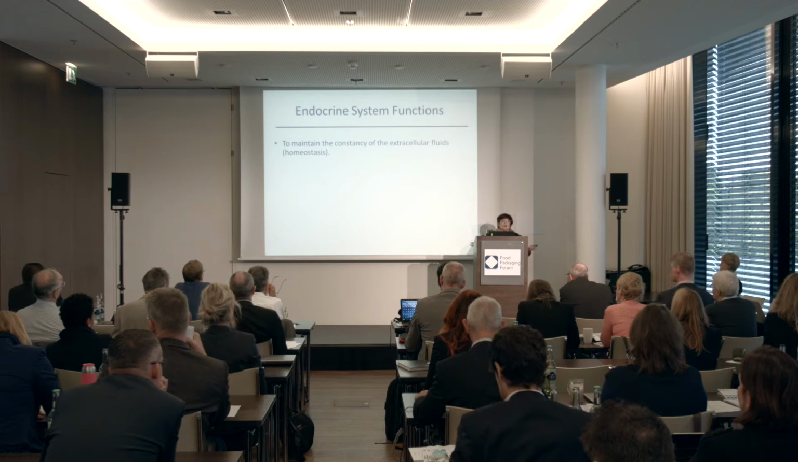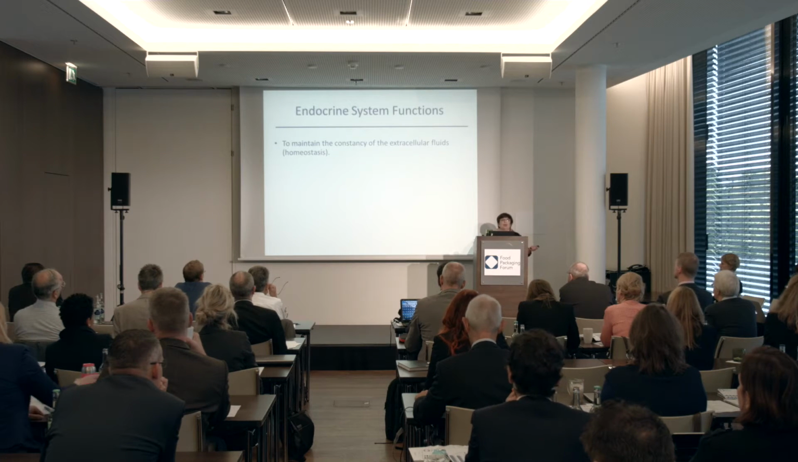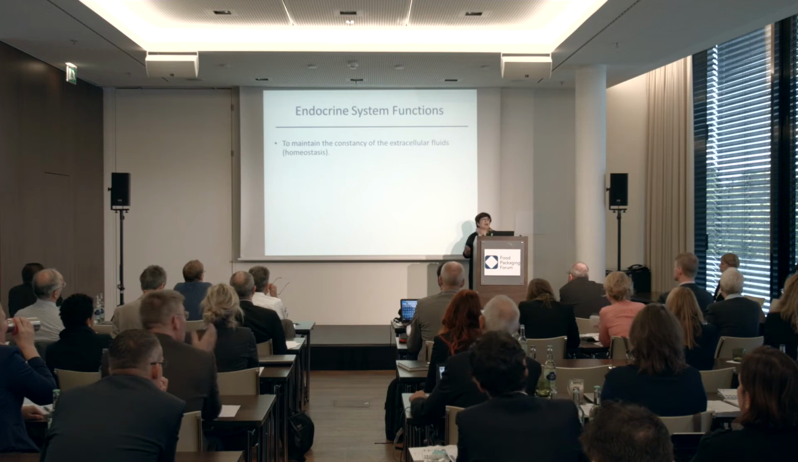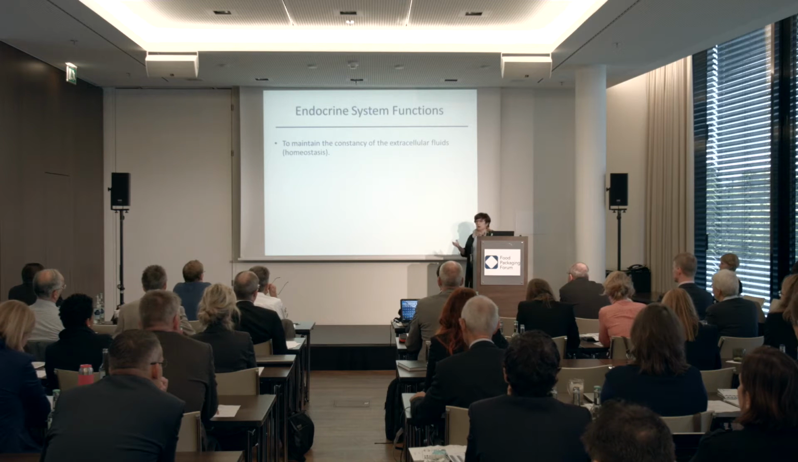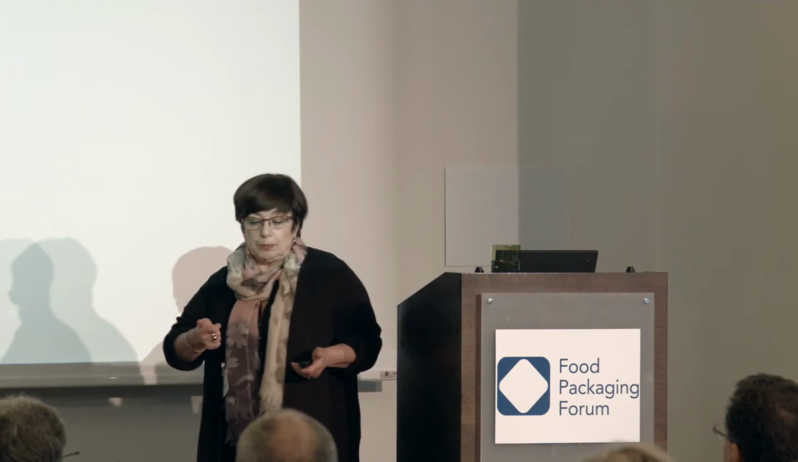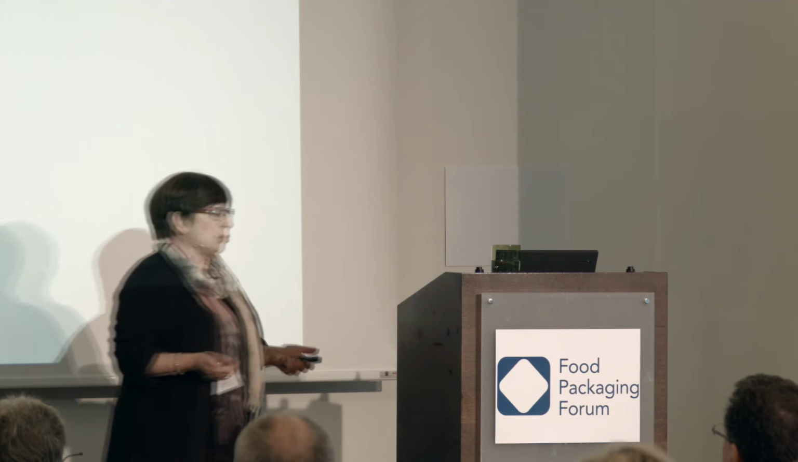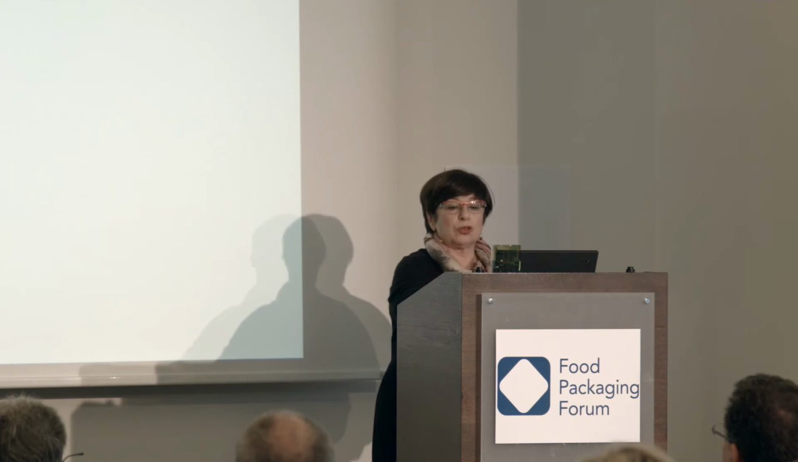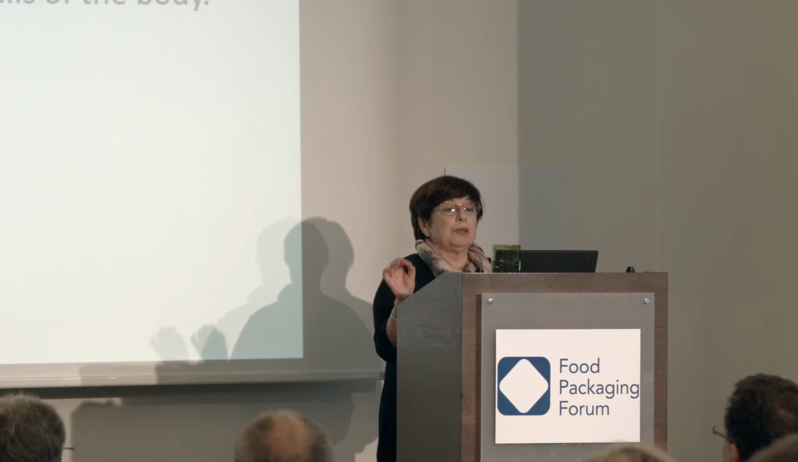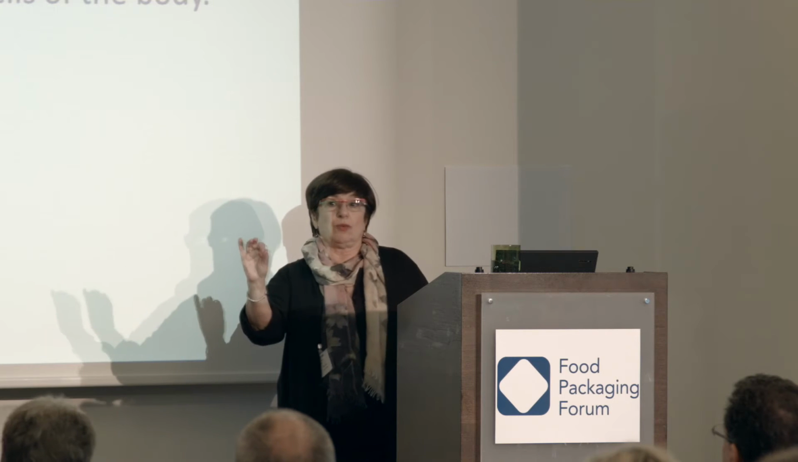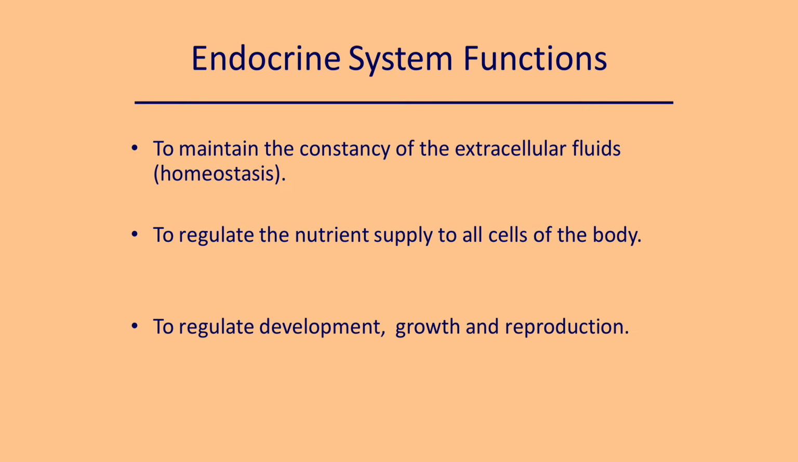But what is important about the endocrine system is its functions, because those hormones have a role of maintaining the constancy of the extracellular fluids, and that we call homeostasis. For example, insulin is very important in the regulation of the glucose concentration in blood. Why? Because these hormones that act on metabolism control the supply of nutrients into the cells of the body. For example, in diabetes, there is an impaired utilization of glucose in muscle and of amino acids as well.